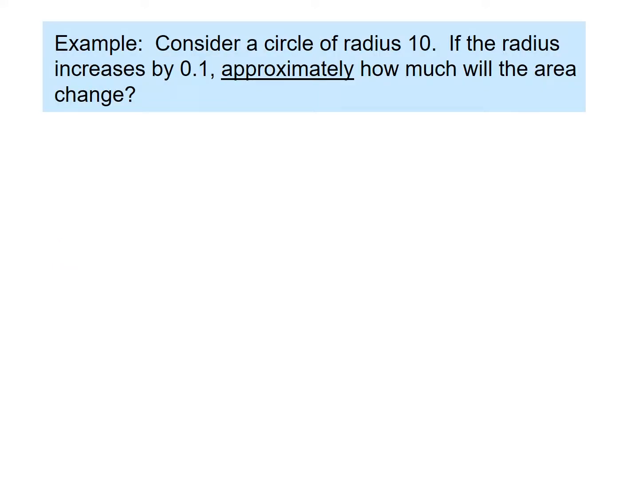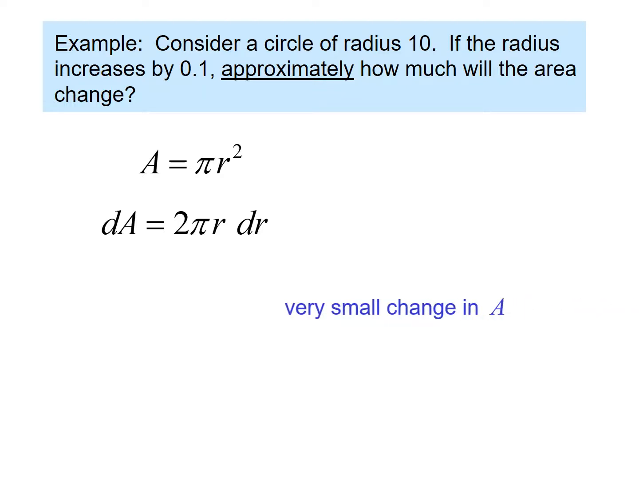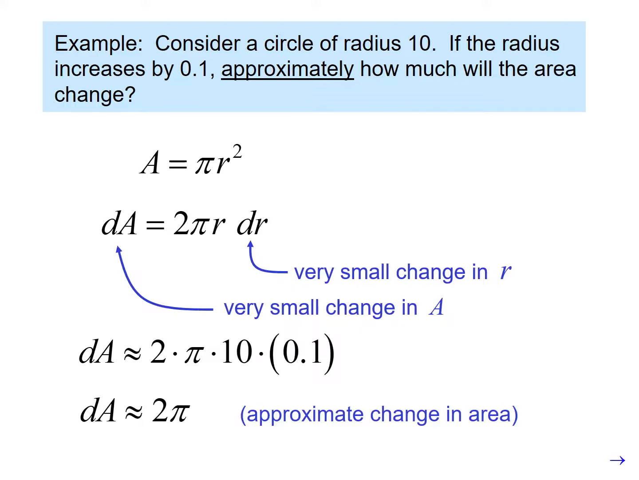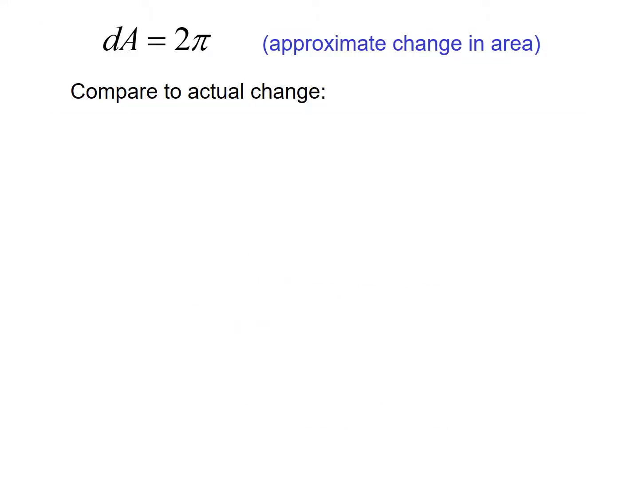So let's say we have a circle of radius 10. If the radius increases by 0.1, how much will the area change? So here's an equation for area, pi r squared. If we take the differential, we get the derivative of A is dA, the derivative of pi r squared is 2 pi r dr, and our value for r is going to be 10. So this is going to turn into an approximation once we give that thing an actual value. And simplify this down, the change in area is approximately 2 pi.